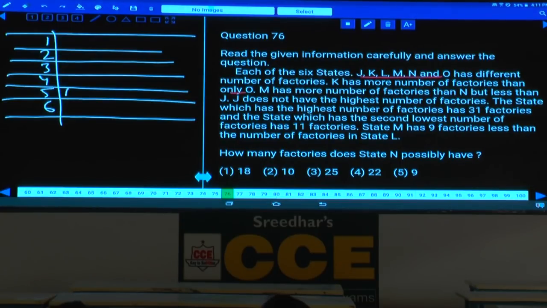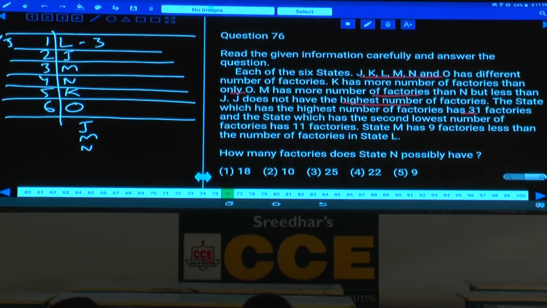Hence, what should the position of K be? It is second from the bottom, and O is the least. K has more than only O. M has more number of factories than N, but less than J. J does not have the highest number of factories, so J cannot be here. What is left over among J, M, N? L is left over.